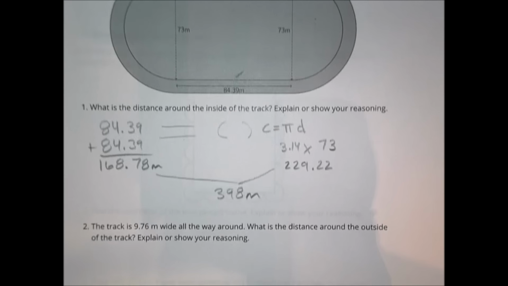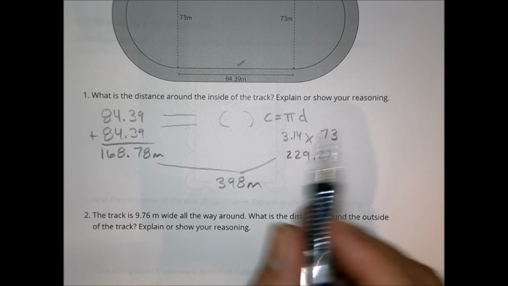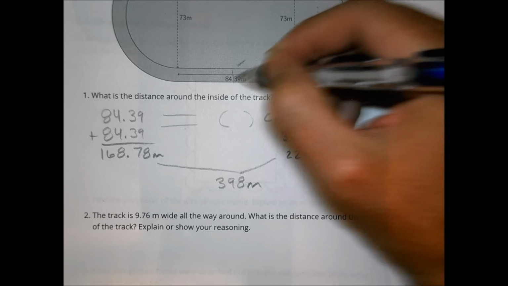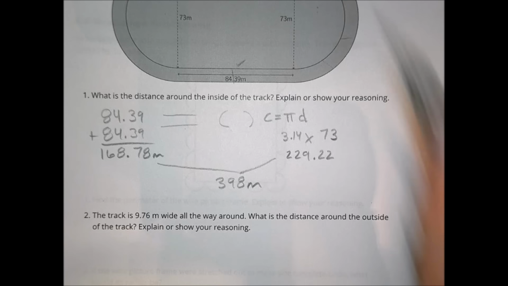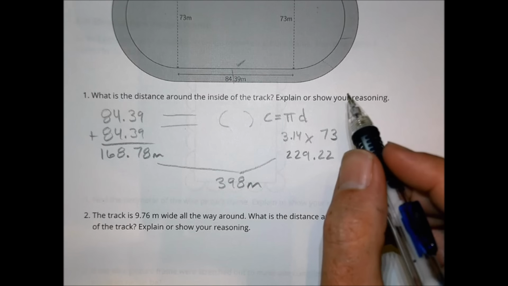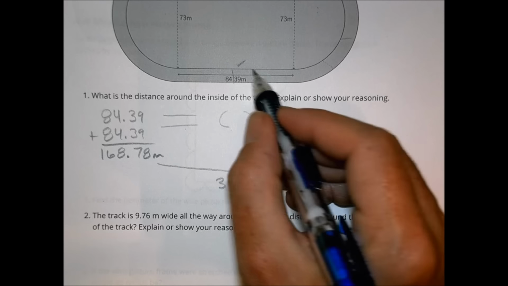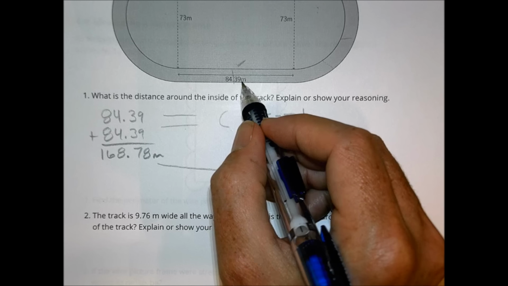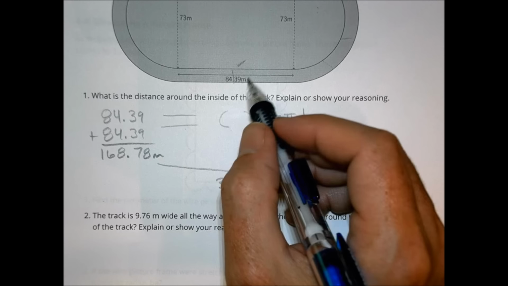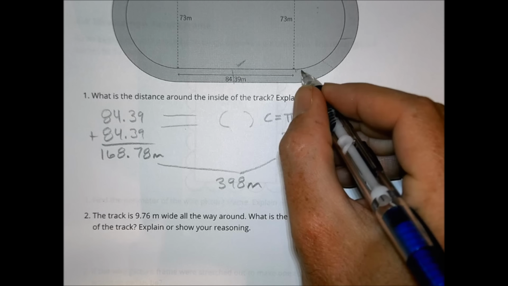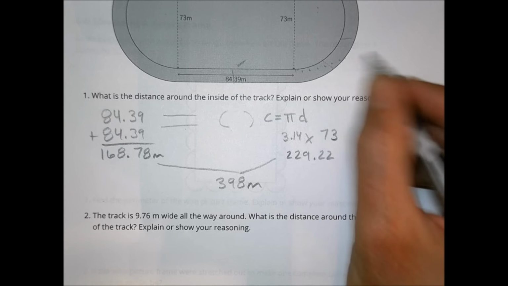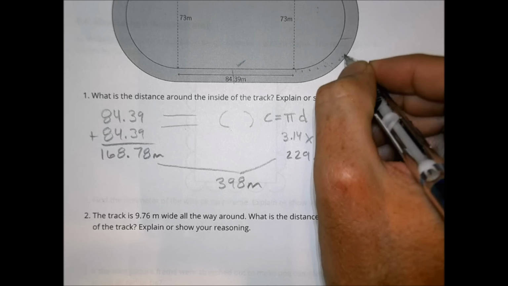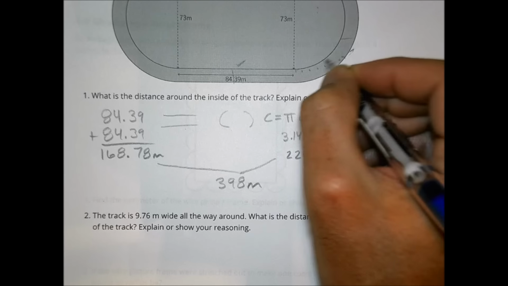Now I'm going to use that same information to answer number 2. It says the track is 9.76 meters wide all the way around. So I have this extra space all the way around the track, 9.76. What is the distance around the outside of the track? Explain and show your reasoning. So we said before, if I started right here on the inside, it's 398 meters around. But if I start on the outside, I'm traveling a little bit further. If you ever watch a track race, you notice that people start at different points along the track, depending on what lane they're in. And it looks like they have a head start, but they really are going to be running the same distance because it's further on the outside than it is on the inside.